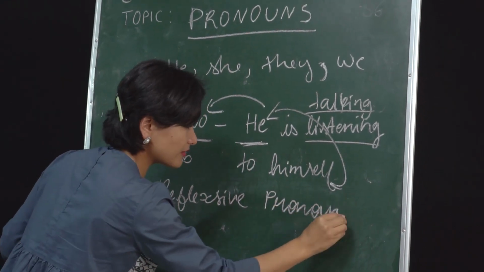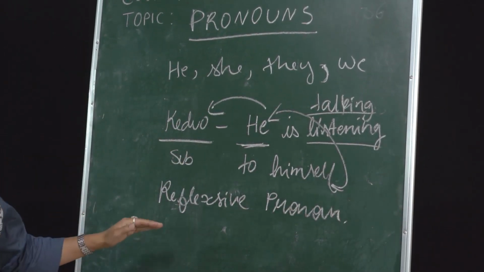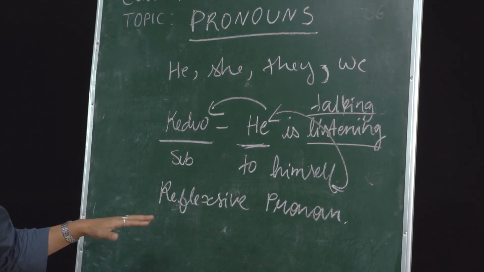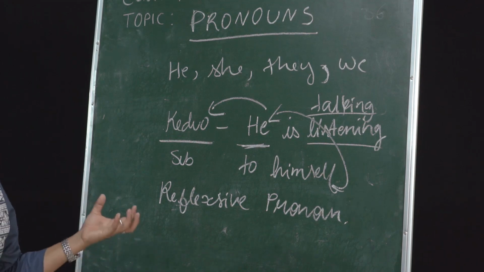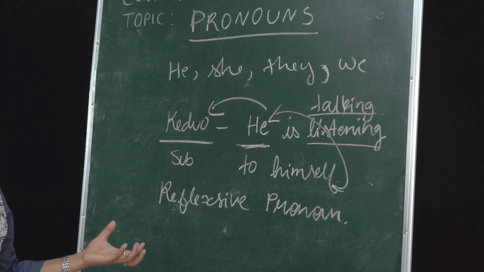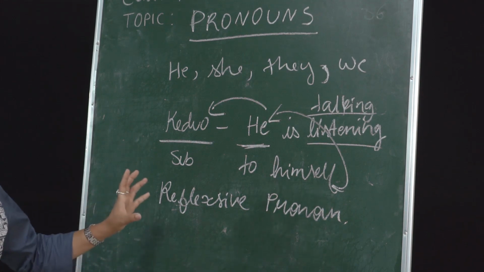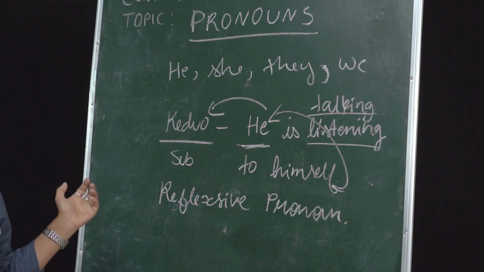It becomes a reflexive pronoun. So what is a reflexive pronoun? Just as the name suggests, when you yourself, all right, or when the subject or the doer is performing the action or the verb, all right, and reflected back to the subject, it becomes a reflexive pronoun.